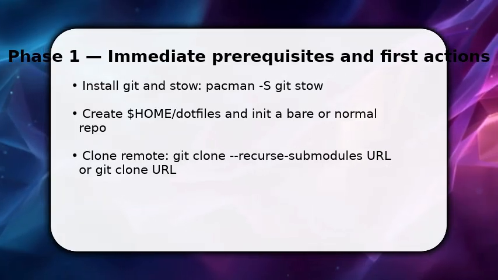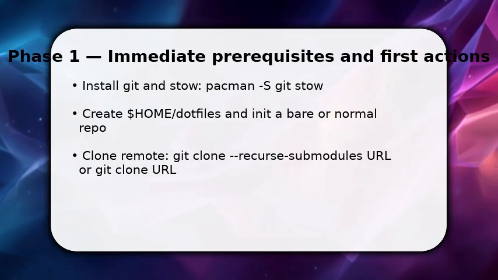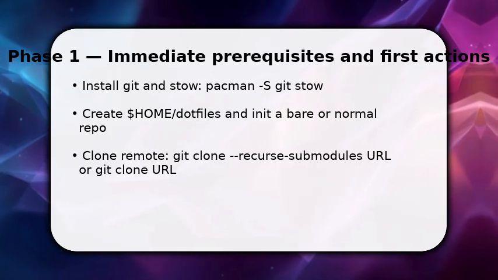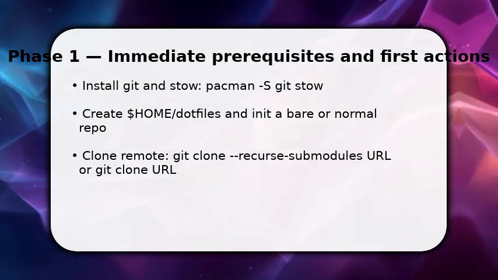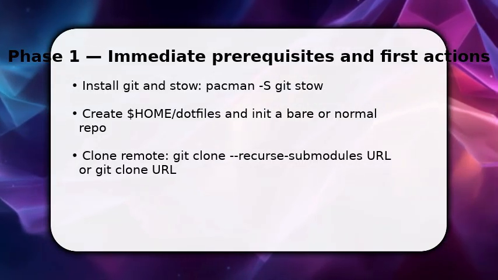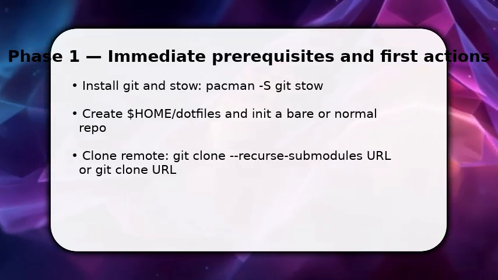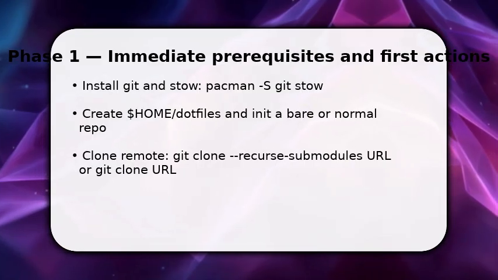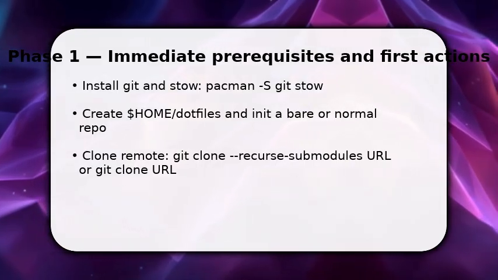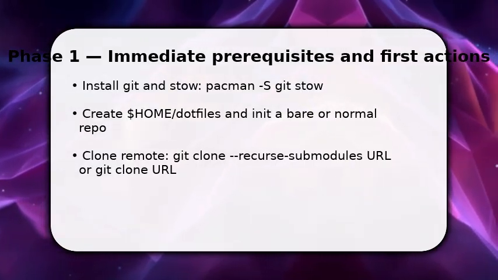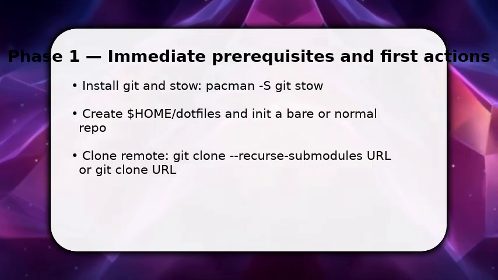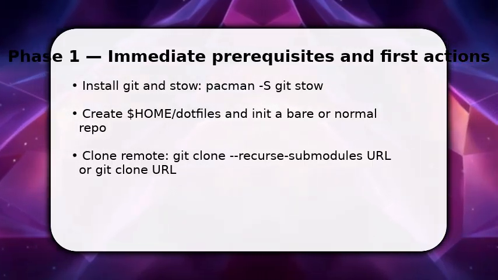You start by installing Git and GNU Stow so files can be managed predictably. Next, create a .files folder in your $HOME and choose a repo style, bare for clean Git state or normal for simplicity. Clone your remote with submodules included if you use them, then switch to the new directory. Once done, verify branch and remotes, make sure you can push and pull. This gets you into the working tree immediately and lets you track every config change.